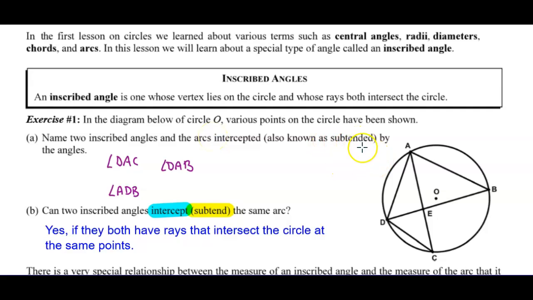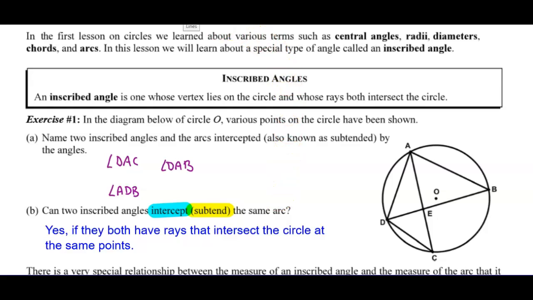This word subtend. Subtend is an interesting vocabulary term that will come up frequently. Also the word intercept. Intercept and subtend are synonymous in this sense. Two inscribed angles can intercept or subtend the same arc, and that will happen if they both have rays that intersect the circle at the same points.